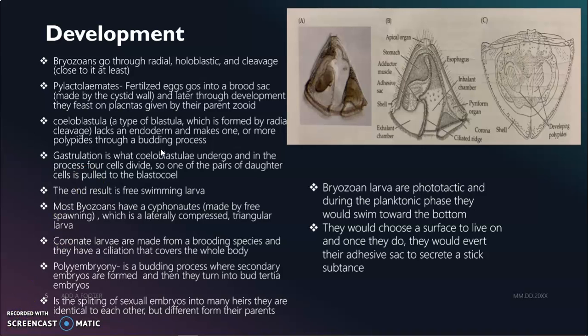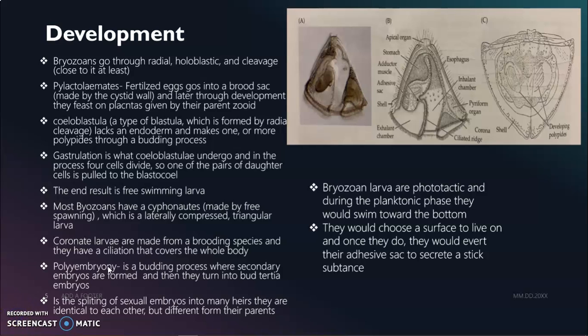Most bryozoans have a cyphonautes, and I have a picture of it right here. You can even see the cilia at the lower end of this triangular-shaped larva. And it's covered in a shell, and the cilia, like you already know, help it swim. They also feed by means of the U-shaped ciliated ring, which resembles and functions as one side of the triangle. They're typically made by free spawning.